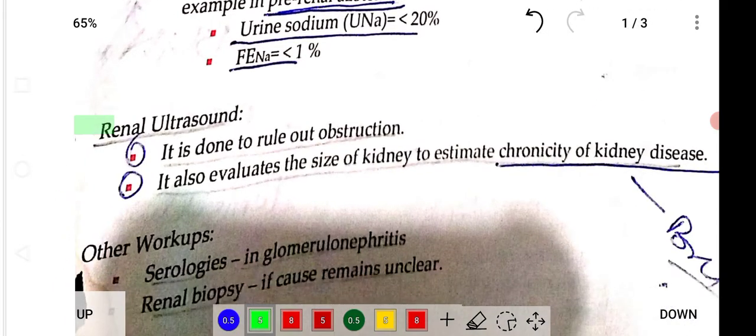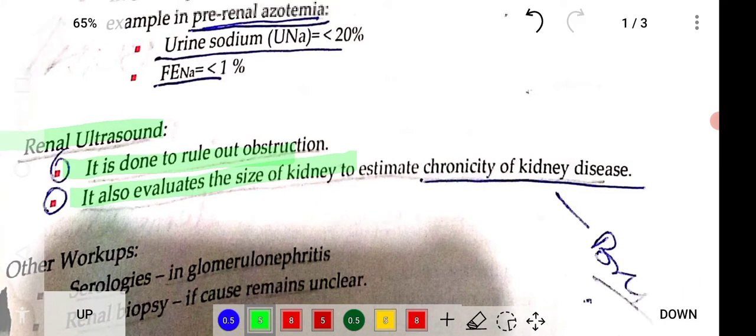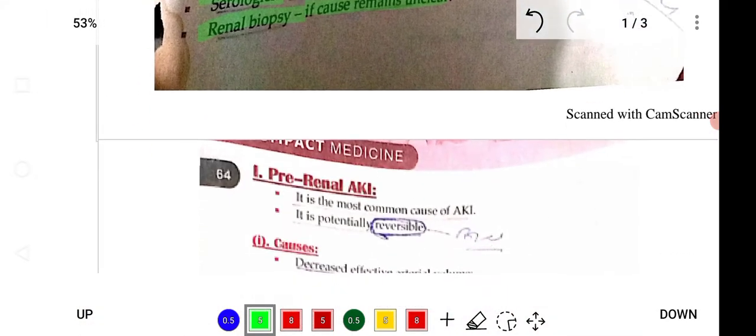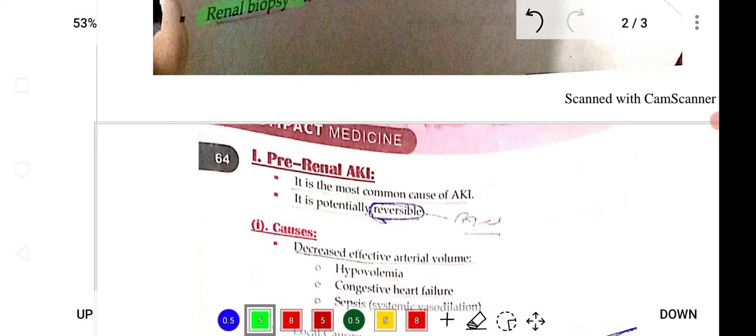Renal ultrasound is also done in order to rule out obstruction, and the size of the kidneys is evaluated on the basis of ultrasound. Chronicity of disease can also be found on the basis of ultrasound of the kidney. Workup includes serology for glomerulonephritis, and renal biopsy in case of remnants. So in this way, we will work up kidney injury.